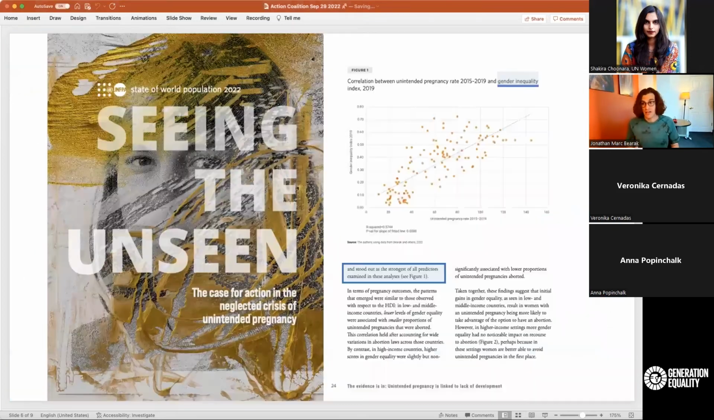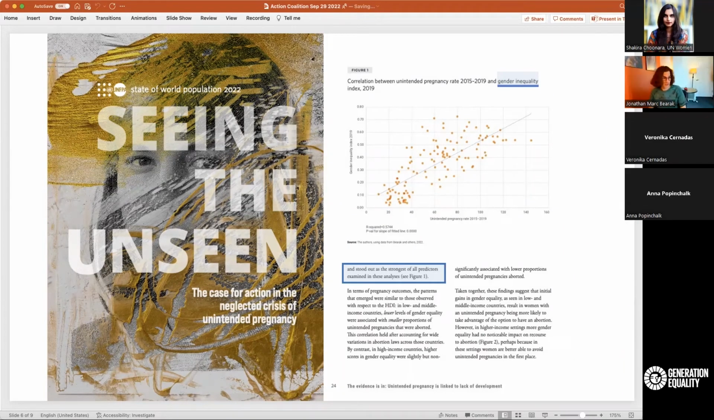We really like to collaborate. We first released this paper, I think in the middle of or late March, and then a week later, the UNFPA released their flagship State of World Population Report. You can see here the cover page. It was about unintended pregnancy.